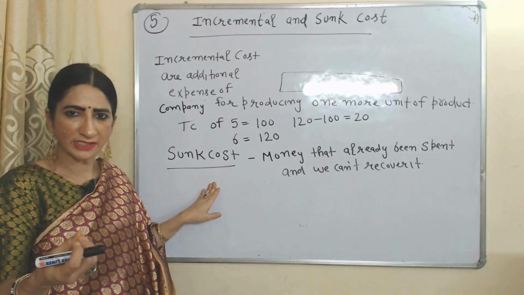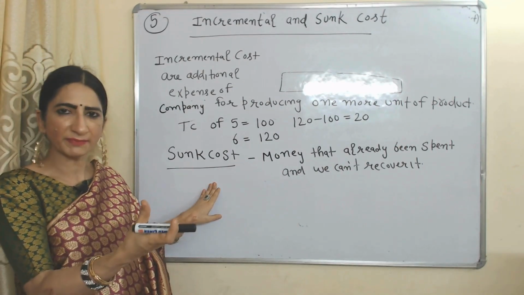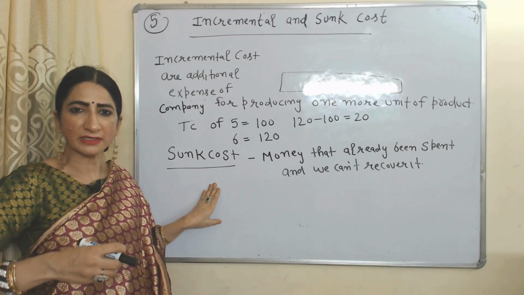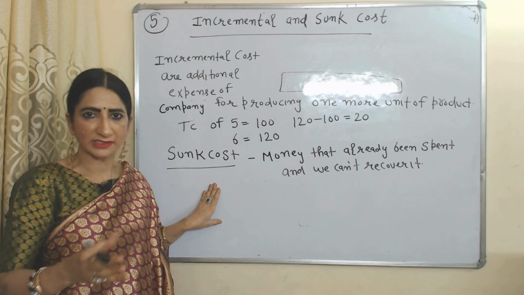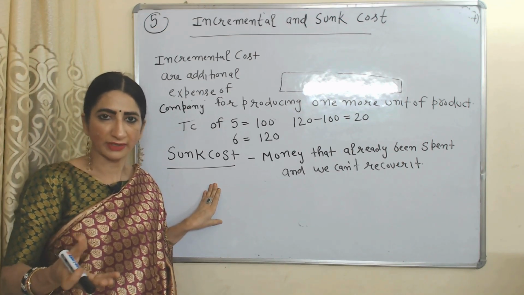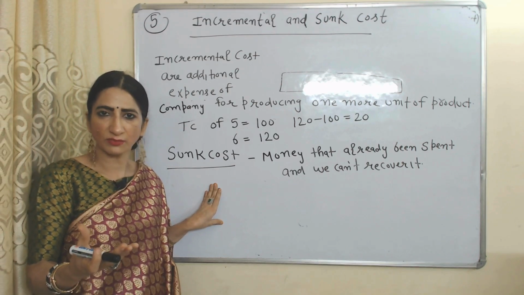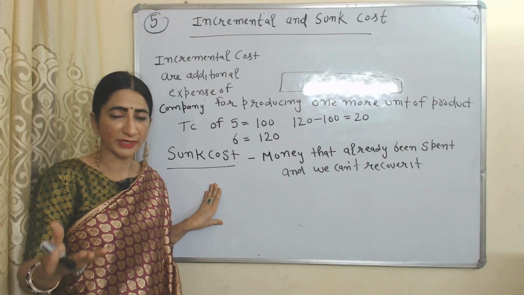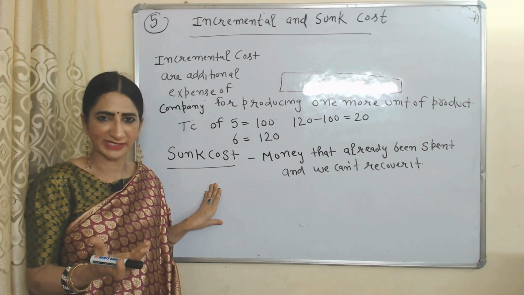Sunk cost is the amount of money that has already been spent and we cannot recover. For example, expenditure on market research we cannot recover. Similarly, you purchased a movie ticket. For any reason, you don't go for the movie, but you cannot recover the cost of the ticket.